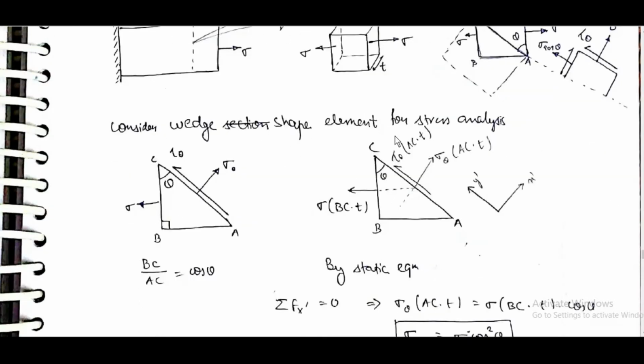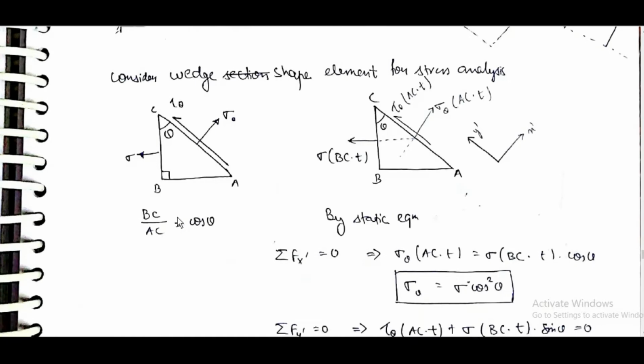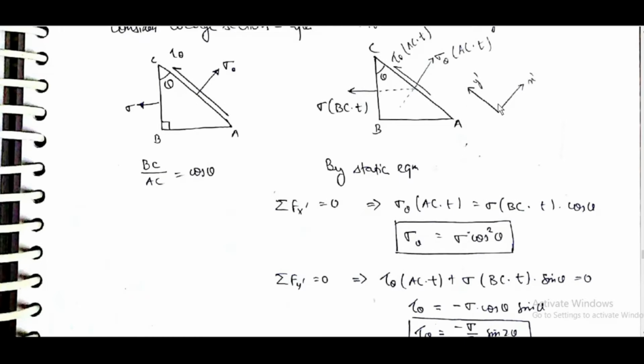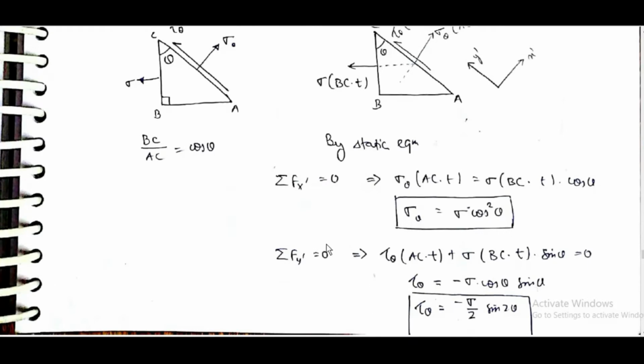Consider a wedge shape element for stress analysis. ABC, theta is the angle, sigma is here, and sigma theta and tau theta act on this wedge plane. BC by AC is equal to cos theta. By static equation, sum of Fx prime is equal to 0. Sigma theta into AC into T is equal to sigma into BC into T into cos theta, to balance sigma in the x prime direction, where x prime, y prime are in these directions. Sigma theta is equal to sigma cos square theta.